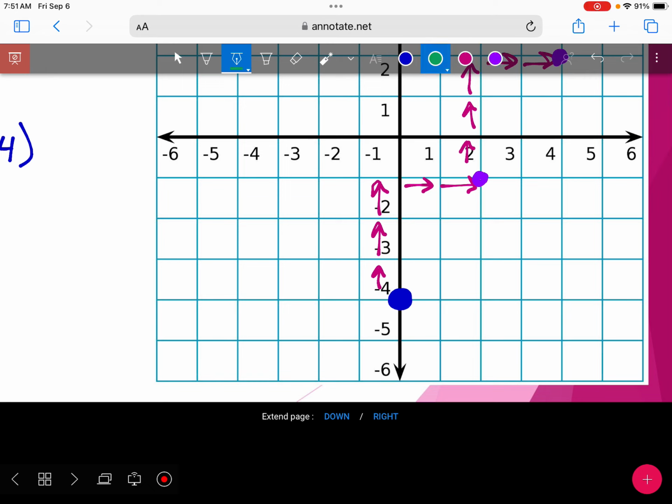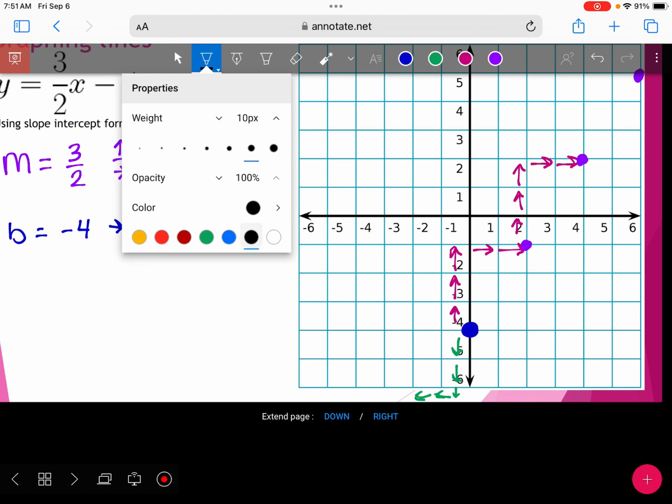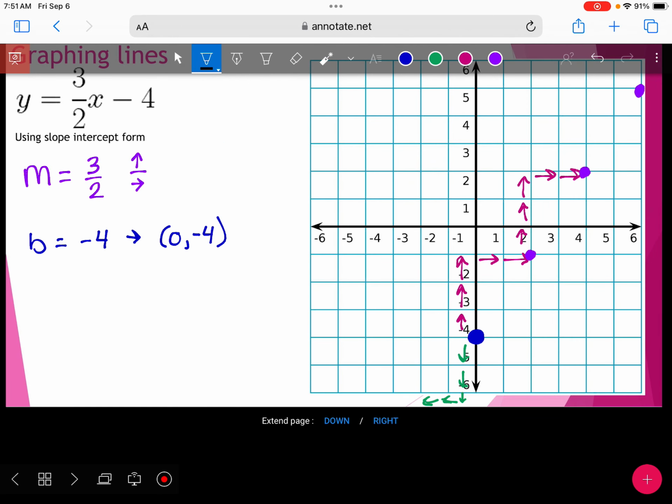If we had enough space, I could go the other direction and go down 3. 1, 2, 3, left 1, 2. But it's off my graph, so we don't need to do that. But we can absolutely do that. I can go the other direction as long as I flip both. So we're going to connect them up using a ruler.